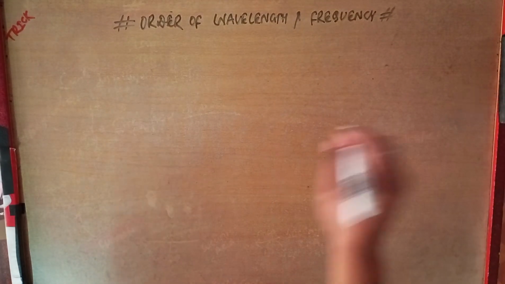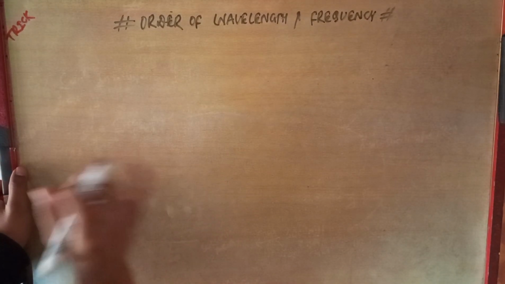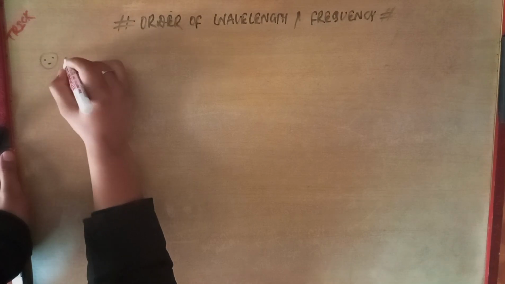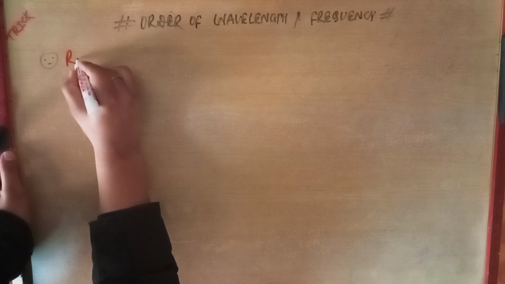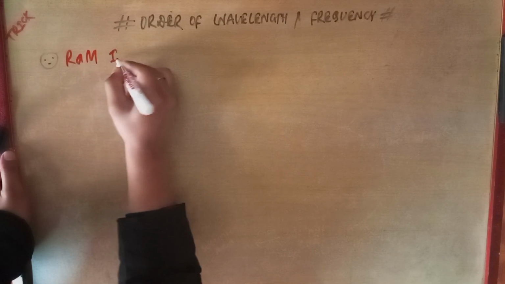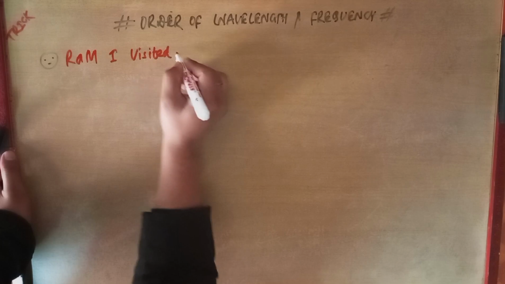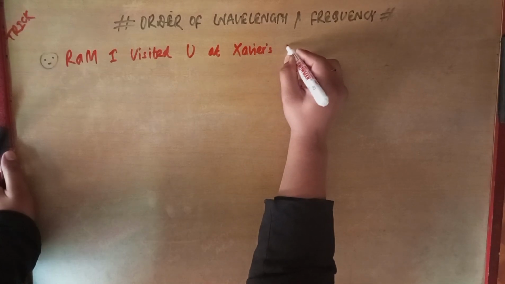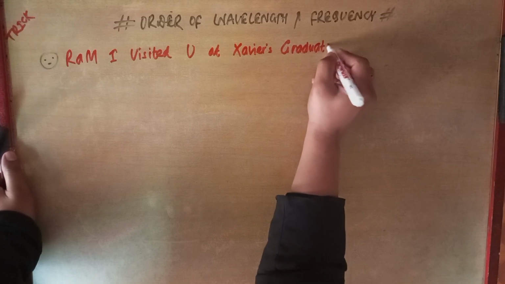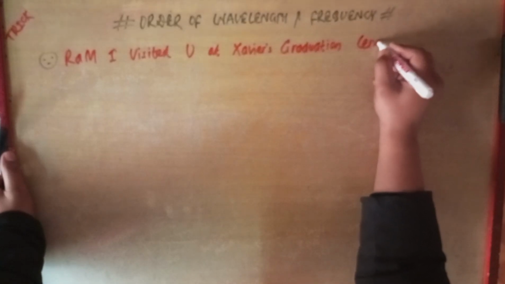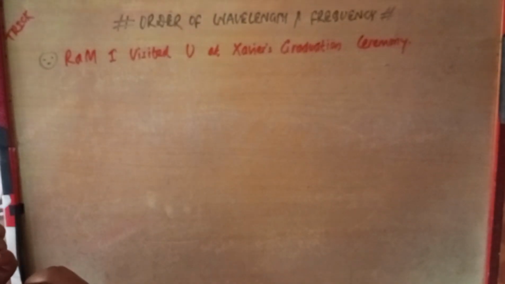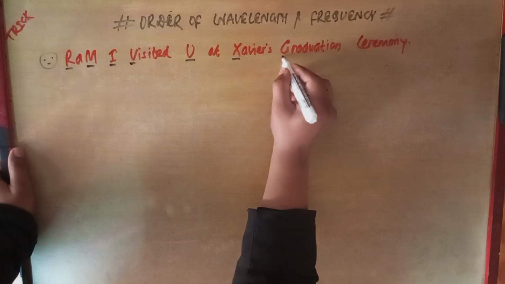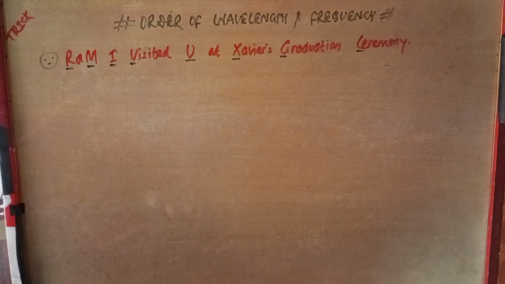So now let's move into the topic. For the order, you have to remember a short statement, or you can say the trick, and the statement is: Ram I visited you at Xavier's graduation ceremony. So in the trick, all the capitals have their meaning, that is R, M, I, V, U, X, G and C. So now let's elaborate the trick.